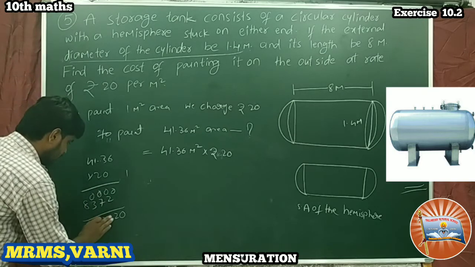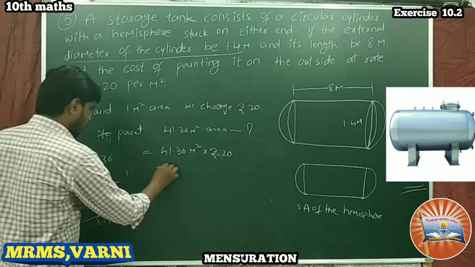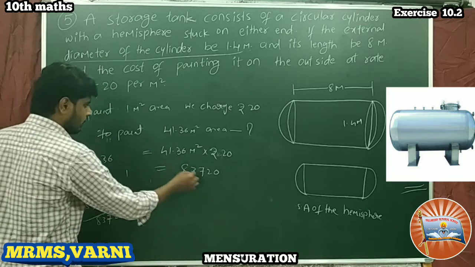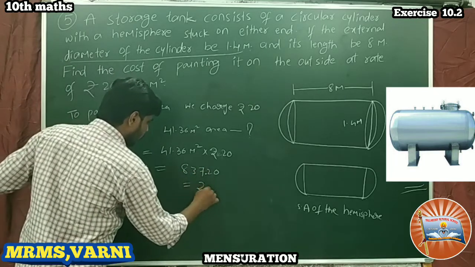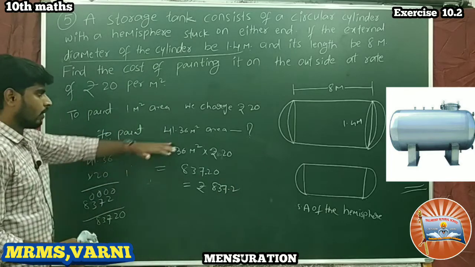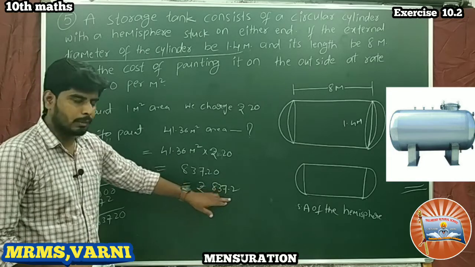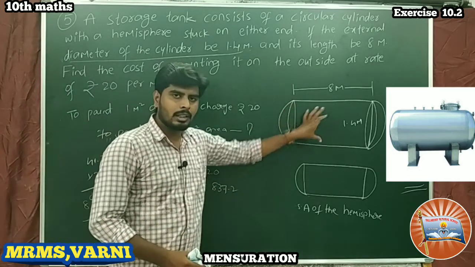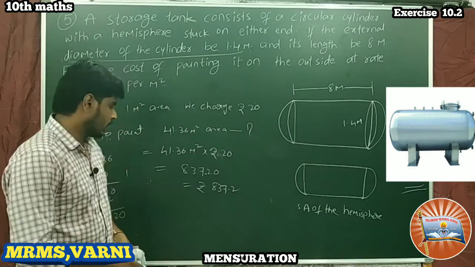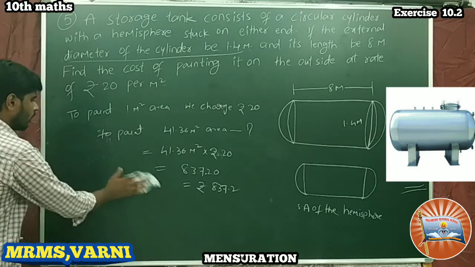Right. So it is 837.20, decimal point in front of 2 digits. So rupees 837.2. So to paint 41.36 meter square area we need 837.2 rupees, okay. It means to paint the entire tank we need 837.2 rupees, okay. This is the problem. Pause the video and write the notes.